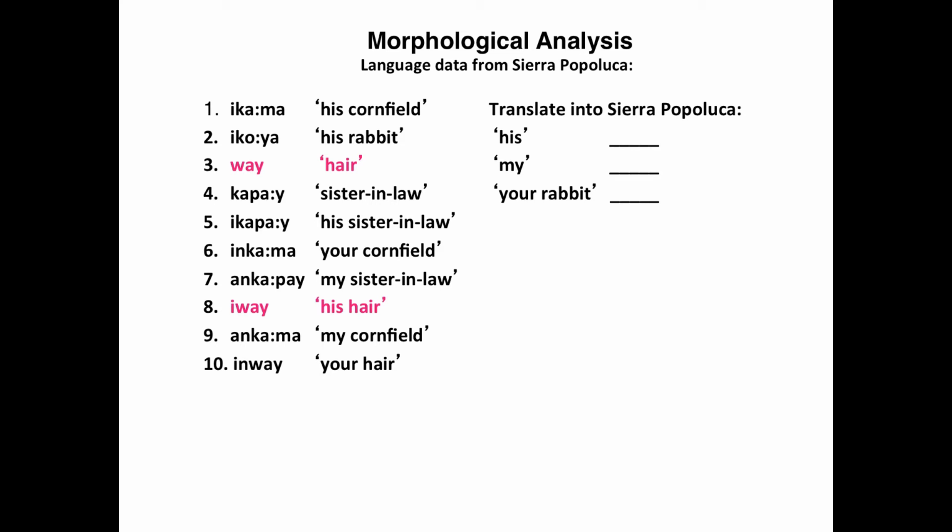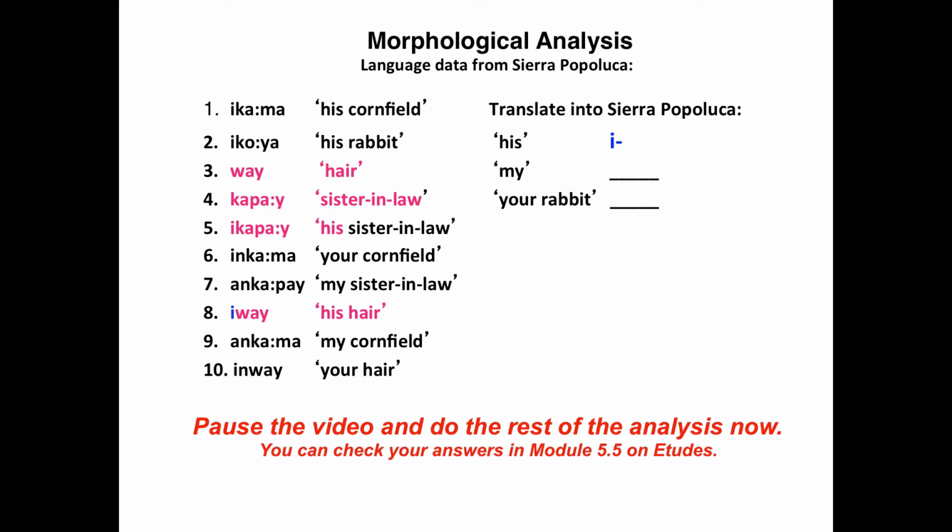So in order to check this out, you look where his shows up again in the language data. And it shows up in number 5 for his sister-in-law, for example. So the word sister-in-law also starts with an I. So it's E kapai. And on top of number 5, in number 4, you see the word for sister-in-law. It's kapai. So do you all see this is like doing a puzzle, right? So we can say now that the way to say his in Sierra-Popoluca is to use the prefix I. So that would be it.